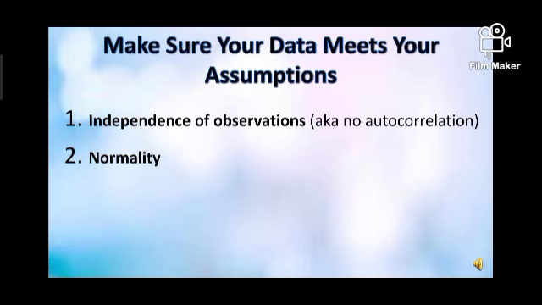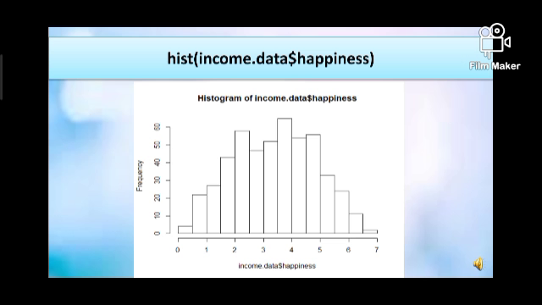To check whether the dependent variable follows a normal distribution, we have to use the hist function as seen here. We have used the hist function and we have got this histogram. Here, the observations are roughly bell-shaped. So we can proceed with linear regression.